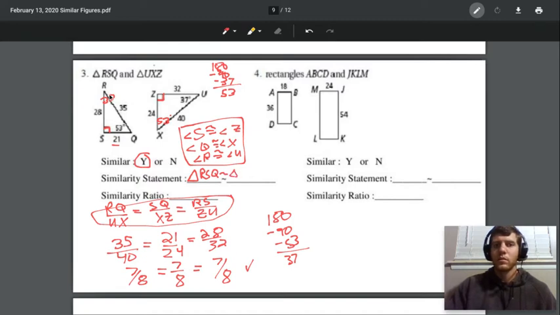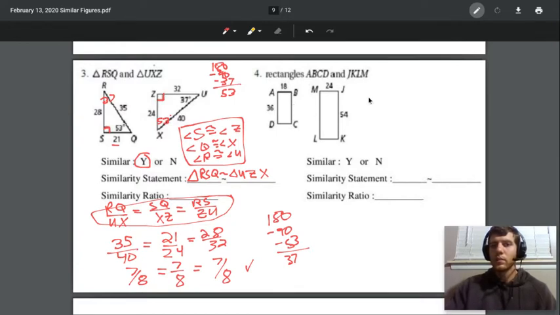So R is going to correspond with U. Okay. S is 90 degrees, so it corresponds with Z because it's 90 degrees. And Q is 53, so it's going to match up with X. So triangle RSQ is similar to triangle UZX.